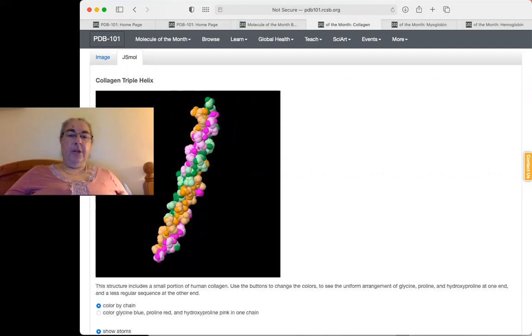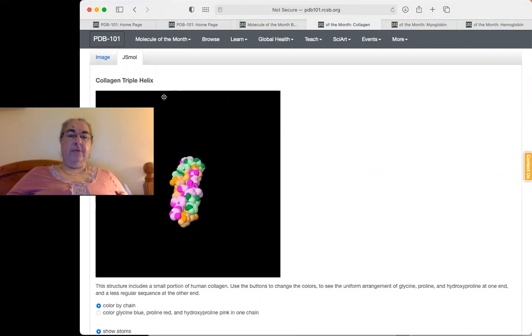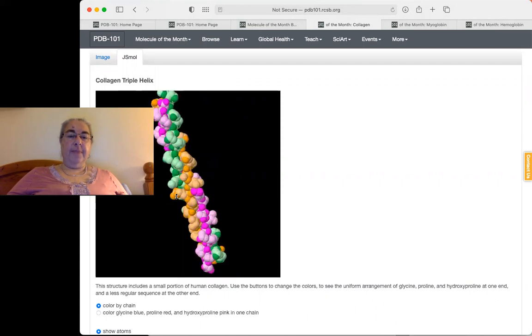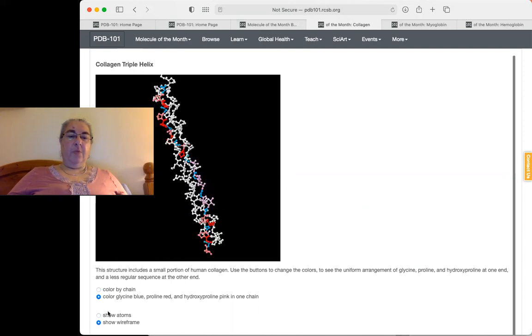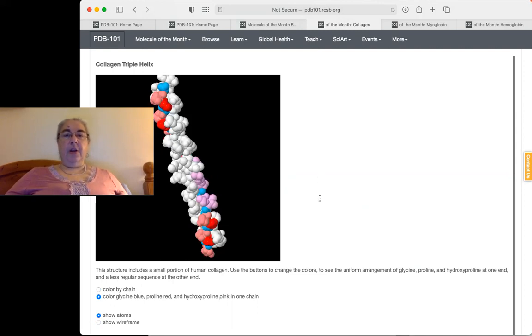If you go to this model, you can do things like turn it round and look at it from different angles. You can zoom in and out. And by going down here, you can color the chain in different ways. Collagen actually has 3 chains, which you can read about above, and you can color them different ways to see different important parts of that structure. Or you can show atoms, which gives you a space-filling model, or you can show the wireframe model. So do have a go with that. See what you can learn about collagen for yourself.